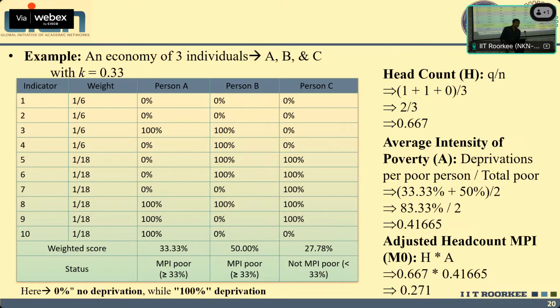Now, let's interpret in a better way. Anyone in the class who can interpret this? Comparing these all three, first one and the last one. The headcount ratio shows a percentage, and the intensity is the average deprivation, the average difference, but value wise, we have differences, right? So, is it logically correct?